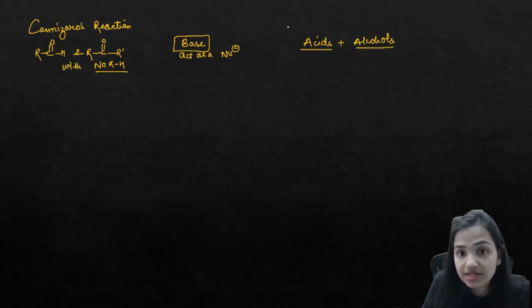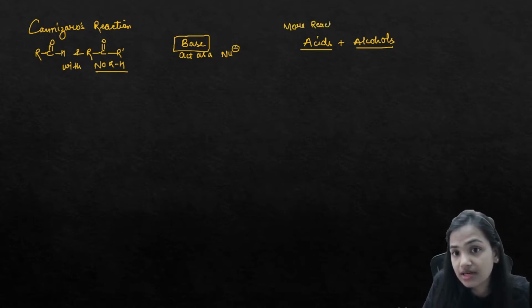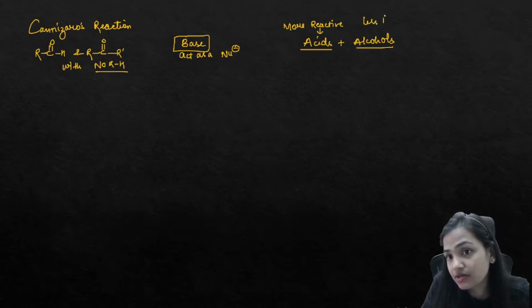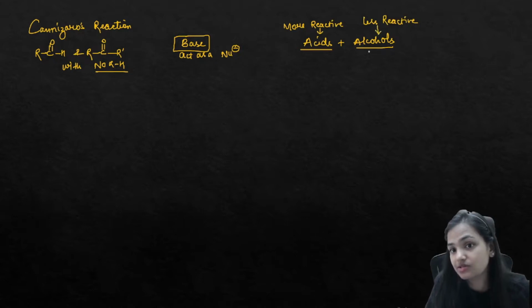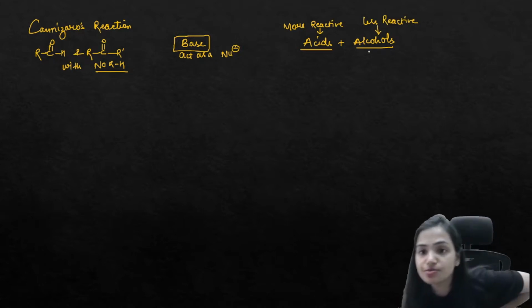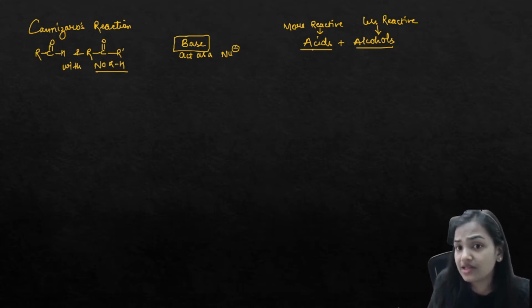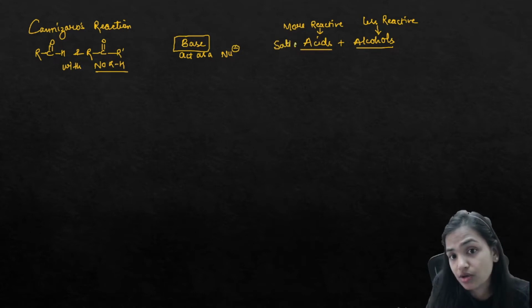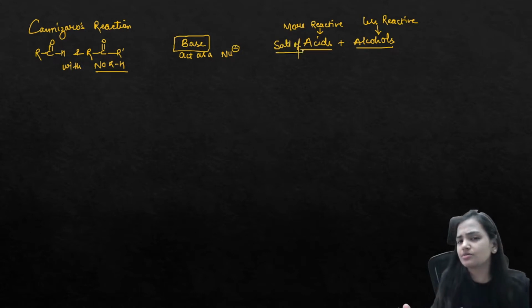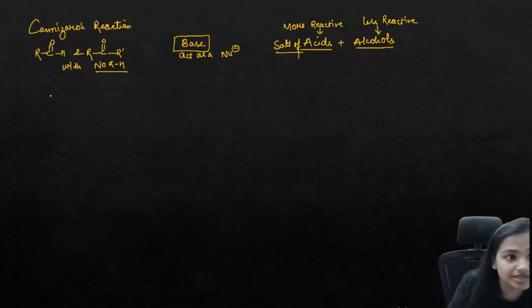The most reactive one will give you the acid, and the less reactive one will give you the alcohol. So ultimately it is an example of a disproportionation, and you get acids plus alcohols, or we can say the sodium salt, or whatever the salt of the acid, plus alcohols. These are the products that you will be getting.